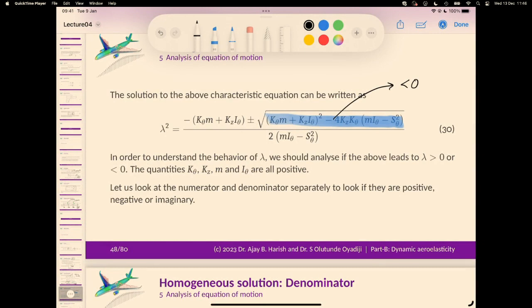Right? We have three scenarios, or let's say three groups of scenarios. One is both numerator and denominator are greater than zero, or both are less than zero, which means that lambda is positive. Two, numerator and denominator are of opposite signs, which means lambda will always be negative. Third thing is one of them is imaginary, which means lambda is imaginary. We have three scenarios and we want to understand where lambda is standing in there.